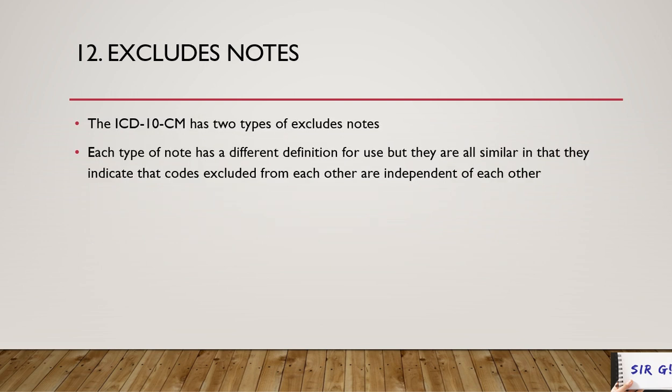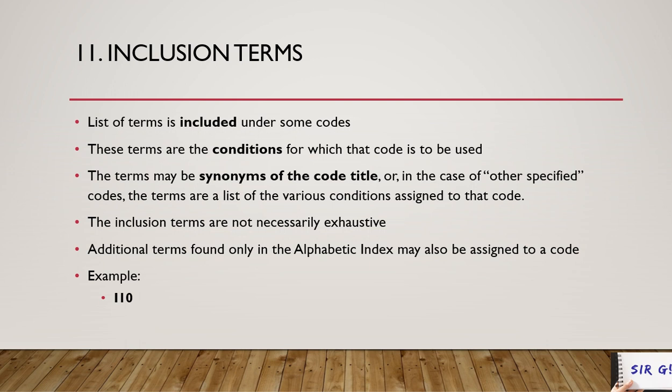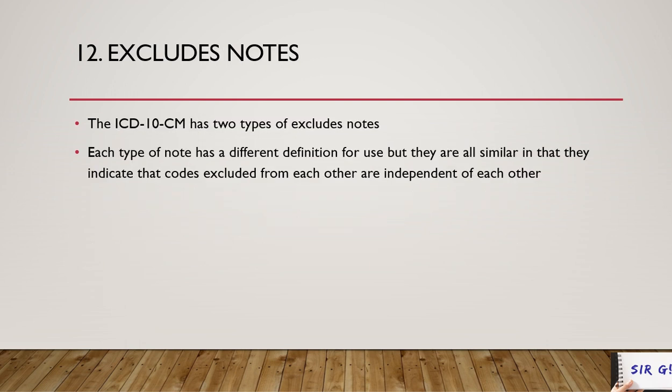Okay. Your includes terms are included in the code itself, while excludes notes, obviously, are not included in the code. Each type of note has a different definition. For both, they are similar in that they indicate that codes are excluded from each other, or independent of each other. So when you see a code just below the excludes note, these codes are excluded from that code, or independent of that code.